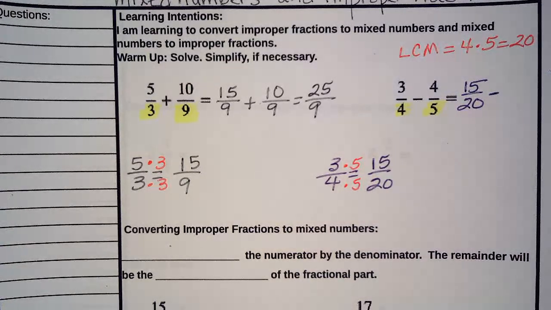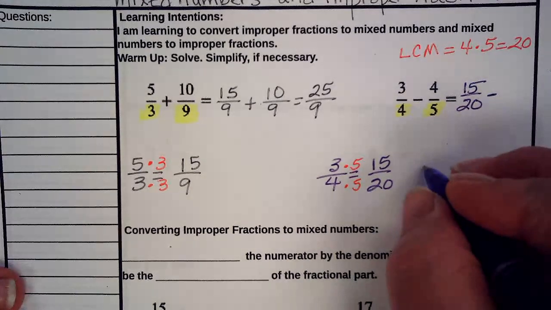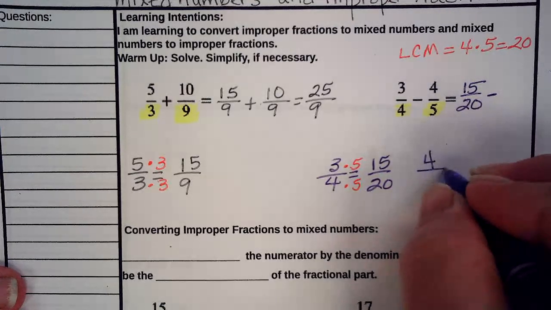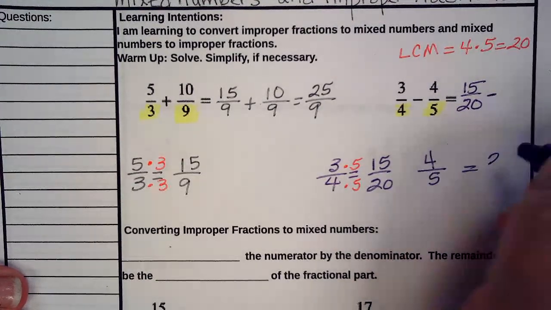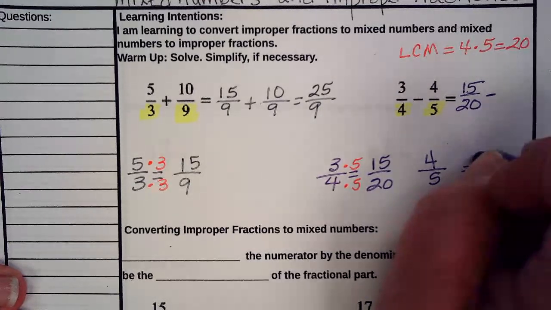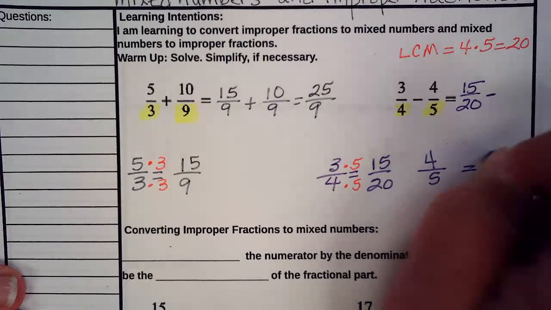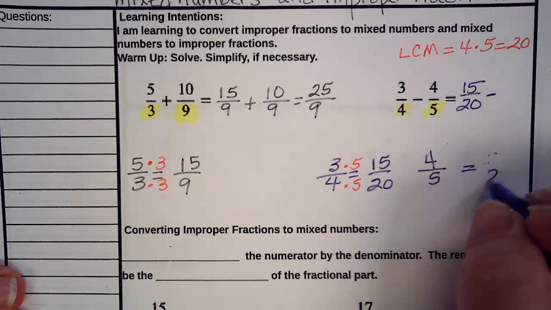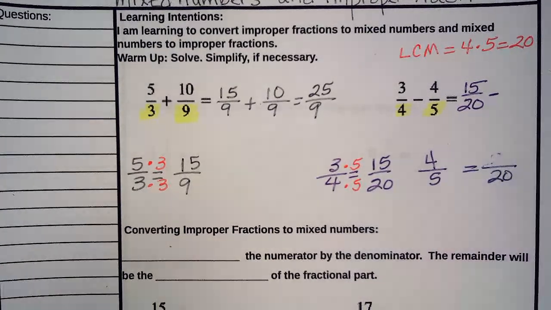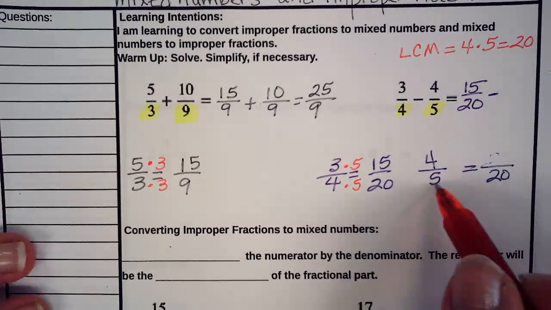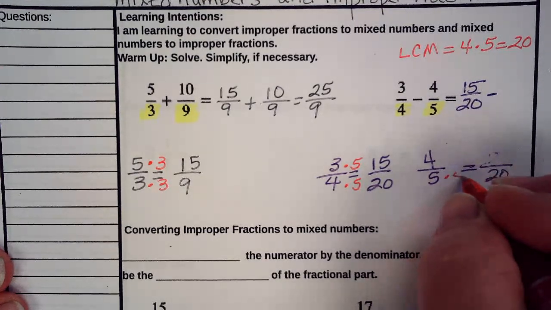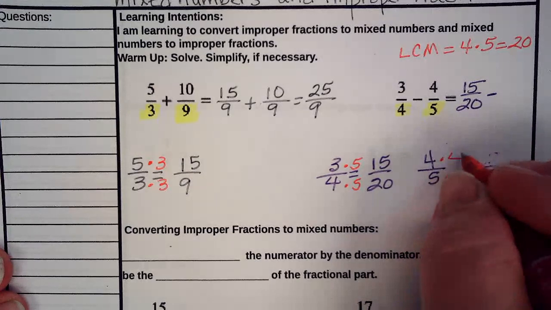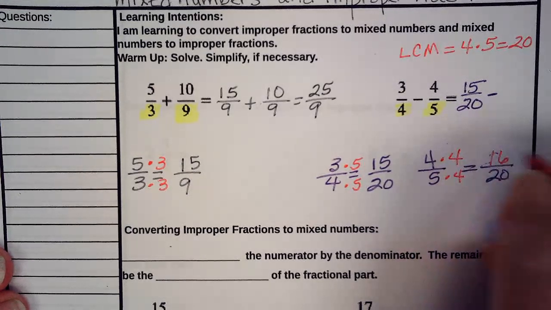Okay, let's look at 4/5 equals what over 20? Once again, what do I multiply 5 by to get 20? I look up here and I multiply by 4. 4 times 4 is 16.